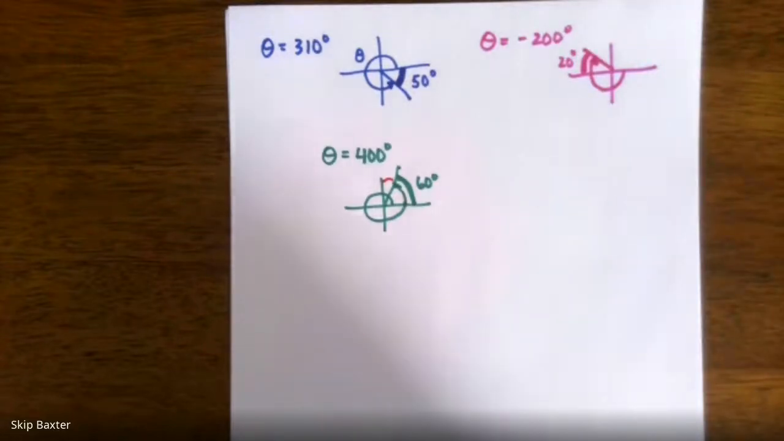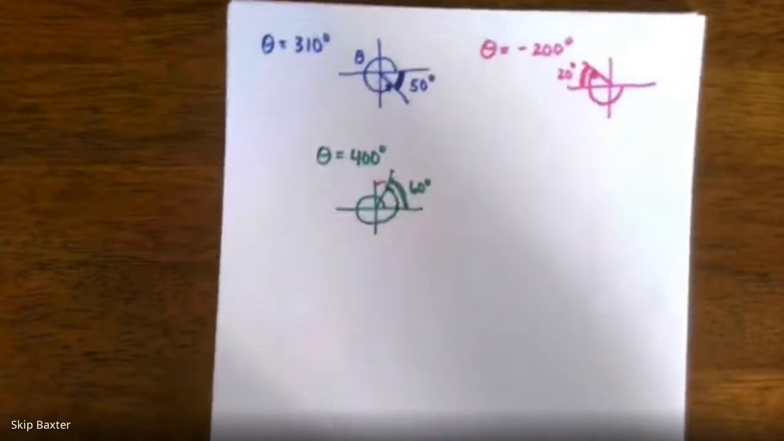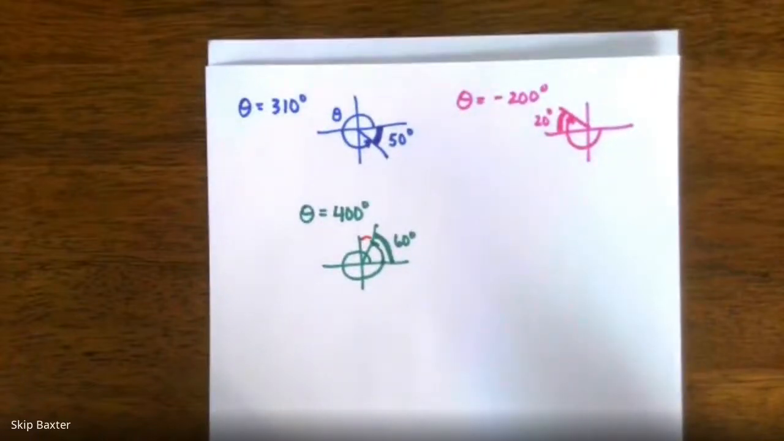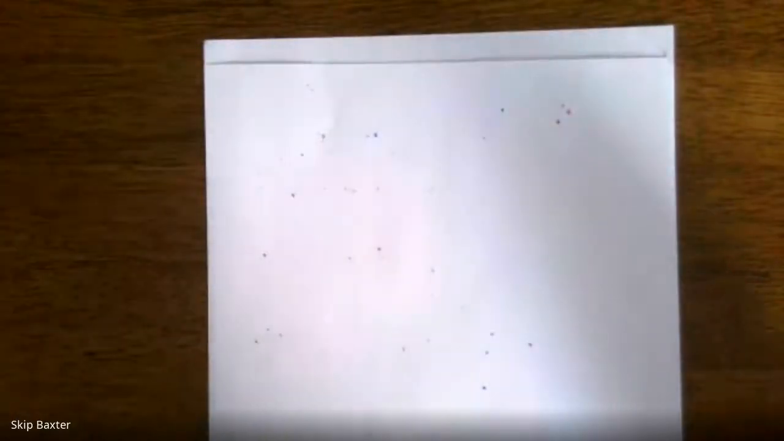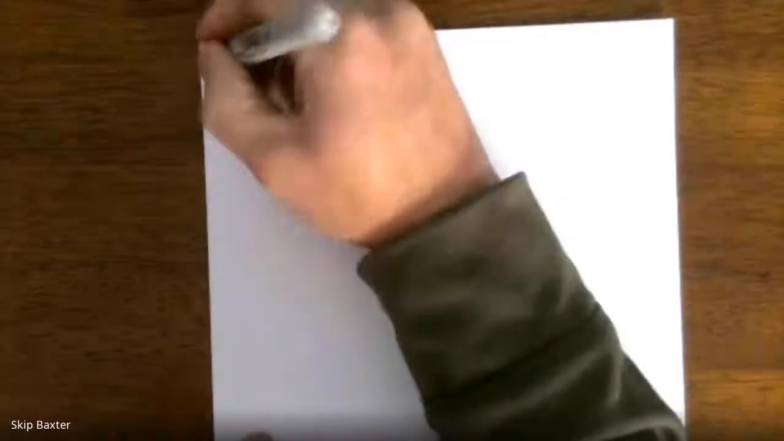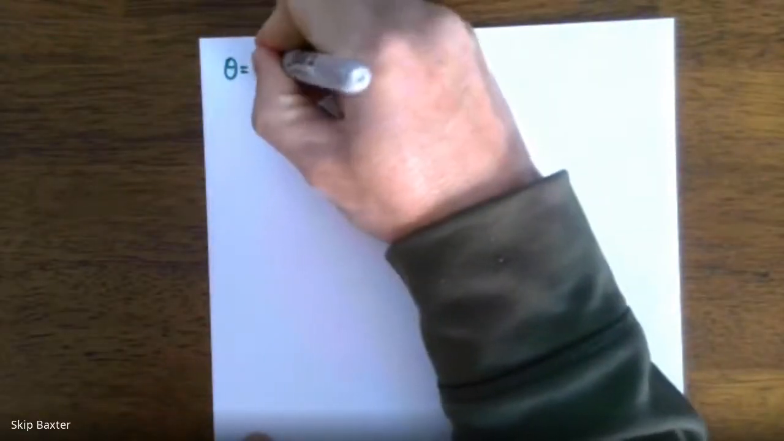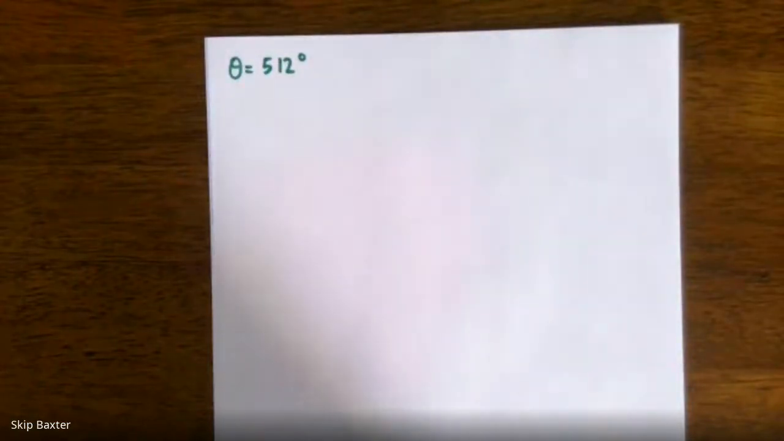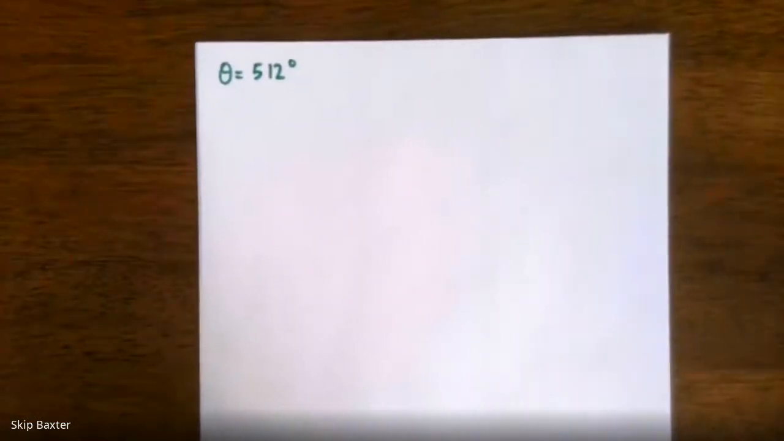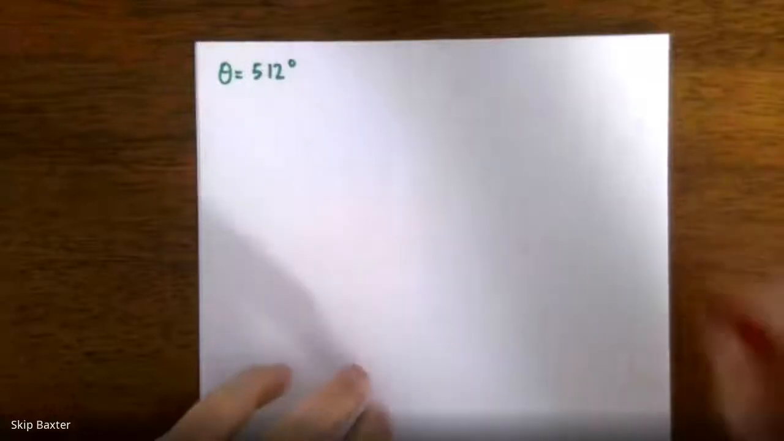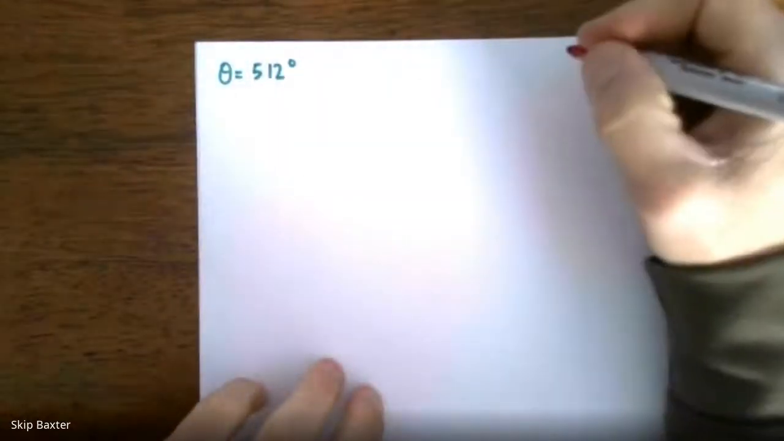The second type of problem that they might give you is an angle that's larger than 360. For example, they'll give you something like theta equals 512 degrees or something like that, and they'll ask you a few questions about it. First of all, find a coterminal angle that's between 0 and 360. Remember, a coterminal angle is just an angle that has the same terminal side when drawn in standard position.